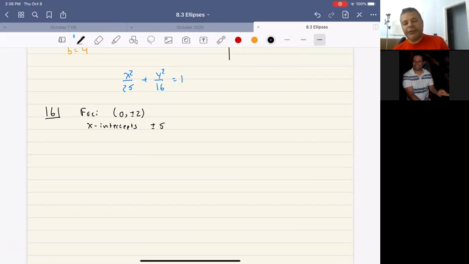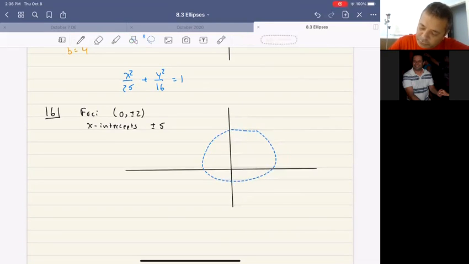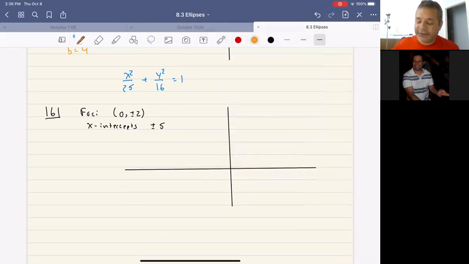As usual, let's start drawing. First thing, the foci are at plus or minus 2 and it's 0 in x. So that means it's going to be oriented up, down. Now my x-intercepts, that's when y equals 0, right? That's the intercepts of the x-axis. That's plus or minus 5.